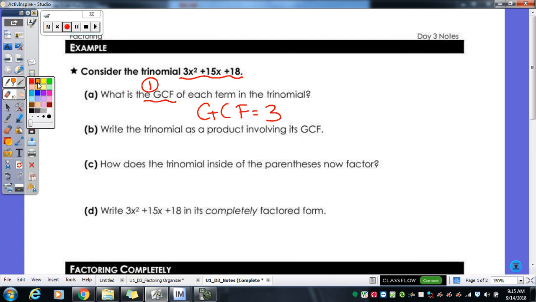So part B, write the trinomial as a product involving its GCF. That is just another way of saying, let's factor that trinomial using the GCF method. So I'm going to put my GCF of 3 on the outside. Again, as another little review, that means you're going to go up here and divide everything by 3. So then inside my parentheses, I get x squared plus 5x plus 6.